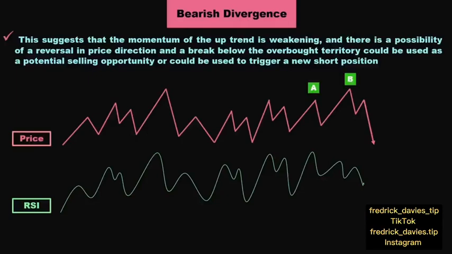Now look at the A and B points. If we draw a line between them, it is obvious that price is making higher highs. Now look at the corresponding A and B points on the RSI chart. Here, again, if we draw a line through A and B, we would see the RSI is making lower highs. This indicates a bearish divergence signal, suggesting that the momentum of the upward trend is weakening and there's a potential for a reversal in price direction.